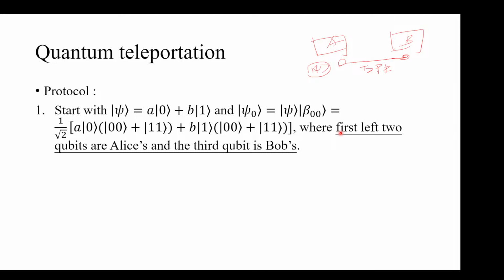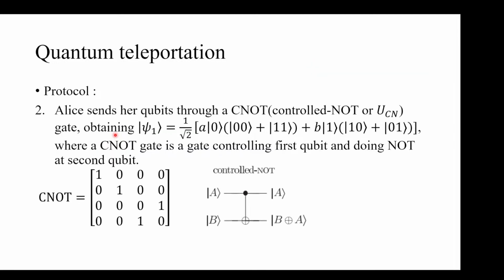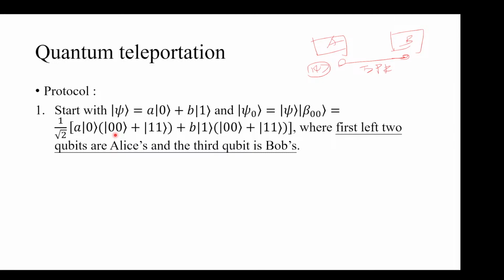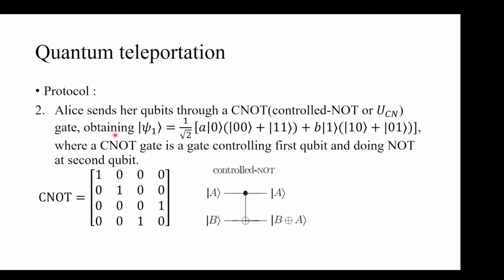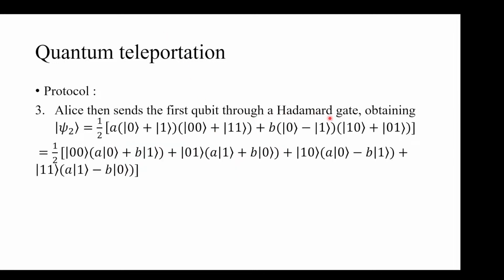And so the starting state is a 3 qubit state. There are 3 qubits in this system. Alice is going to do 2 things on her side, and it's basically measuring in the Bell basis, but let's do this step by step.